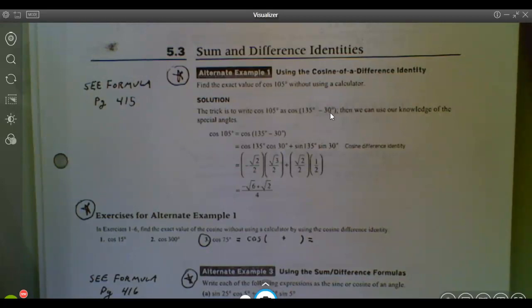Do keep in mind that when you're doing these, there are several different ways you could write a statement that would equal 105. When you see something like this, it's just one way that you could do it. Let me go to those formulas real quick.